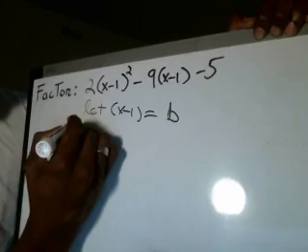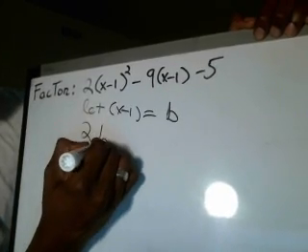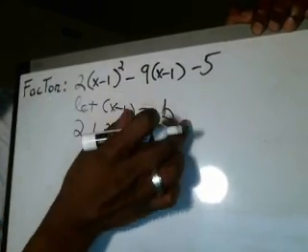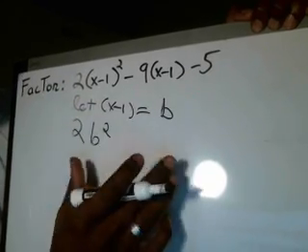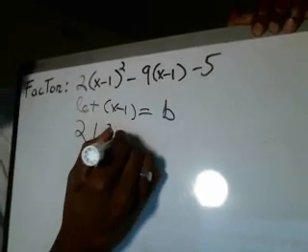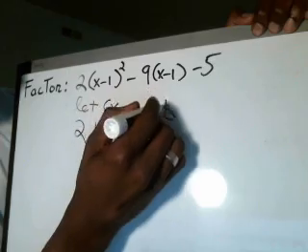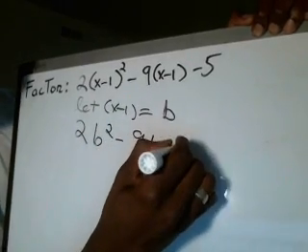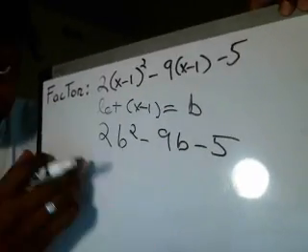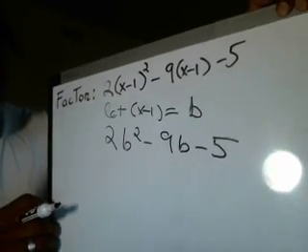So now you're gonna rewrite this as 2B squared, right? Because x minus 1 is now B. This is just to make things easier. 2B squared minus 9. X minus 1 is now B, so 9B minus 5. And you're just gonna factor that as a regular polynomial.